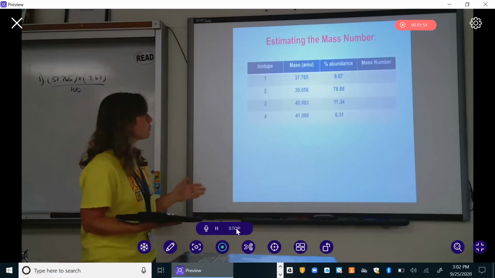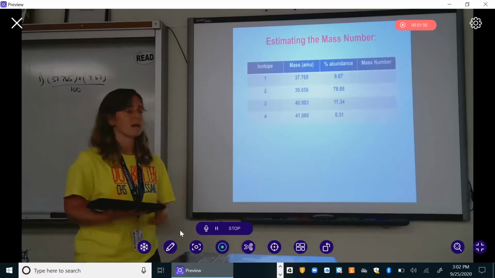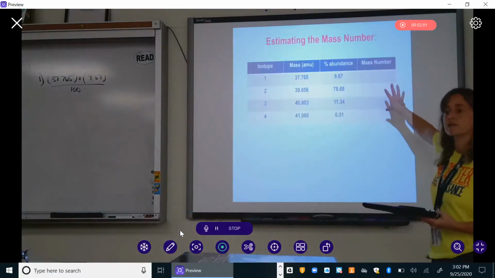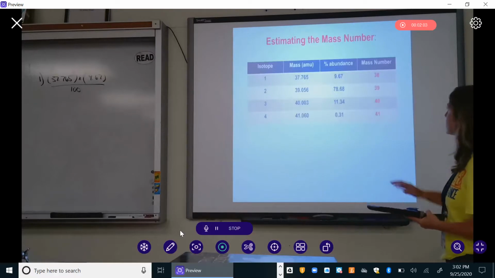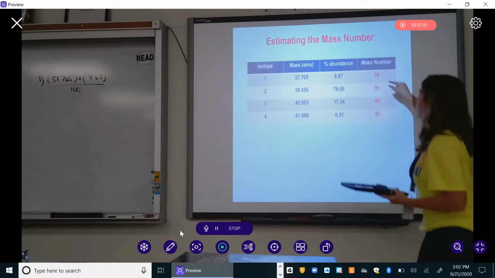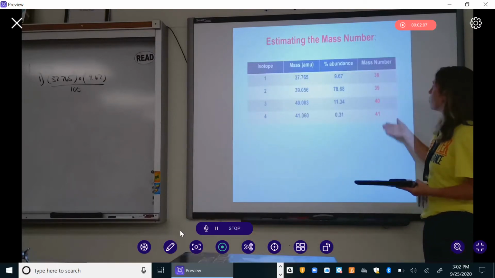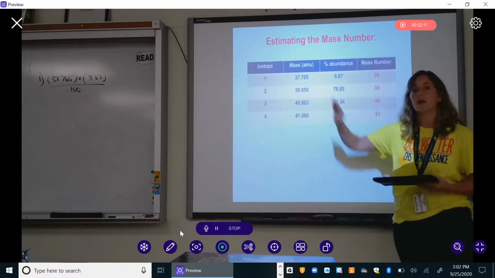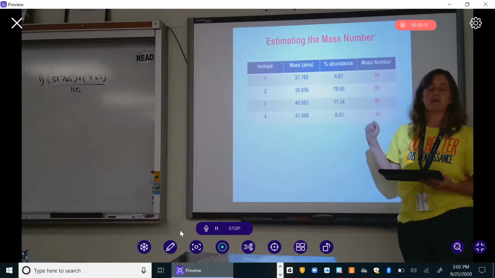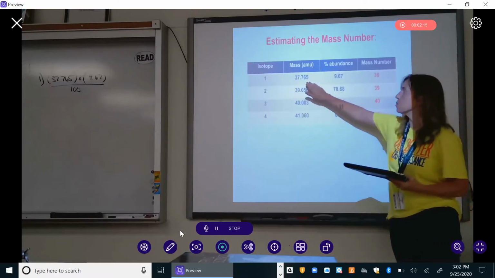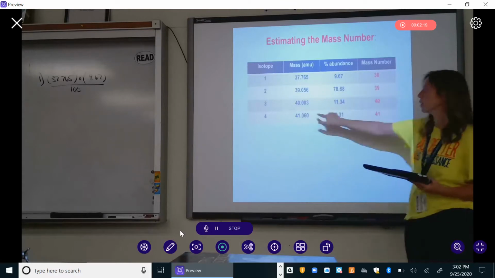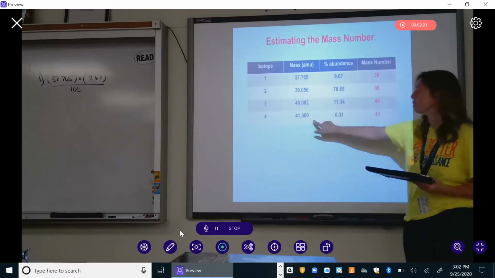So first of all, when we estimate mass number, it's going to be off of an individual isotope. So here, as you can see, all of these numbers are going to be rounded based off of the mass of one isotope, not the average and the abundance of all the isotopes, okay? So this number will be rounded to 38, this isotope to 39, this isotope to 40, and this isotope to 41, okay?